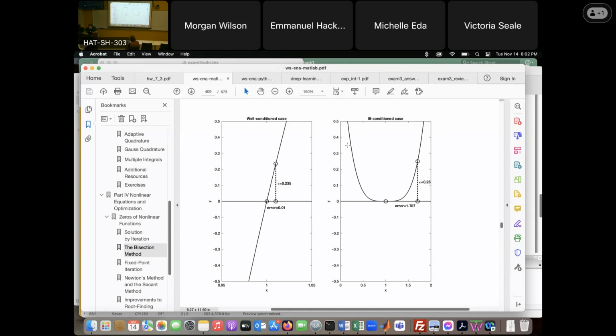Whereas here, in the ill-conditioned case, the derivative is actually equal to 0 at the root. And what's happening in this case is, here's a situation where my backward error is again not very small, and my forward error is ginormous. Because you're taking that backward error, multiplying it by the large condition number, and getting this forward error.